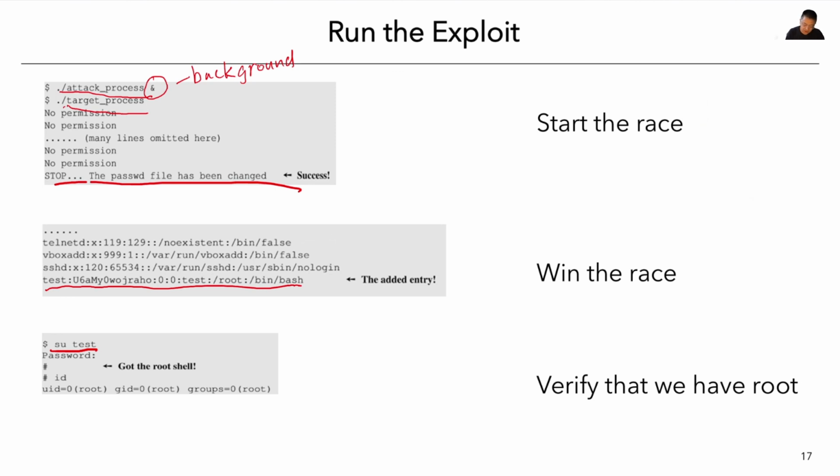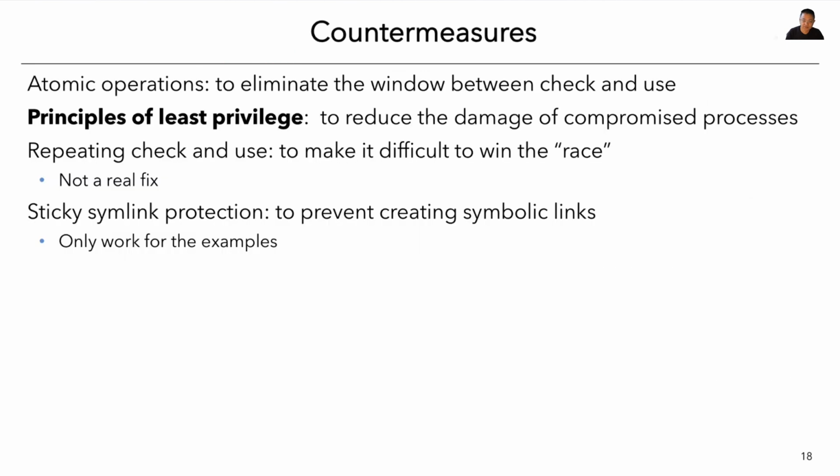We're not going to demonstrate this because it may take a very long time to actually win the race. Next we're going to talk about the countermeasures. The first countermeasure is to use something called atomic operations. In the operating system, basically it means that we're going to use lock and unlock to protect those two operations. This will eliminate the window between check and use.